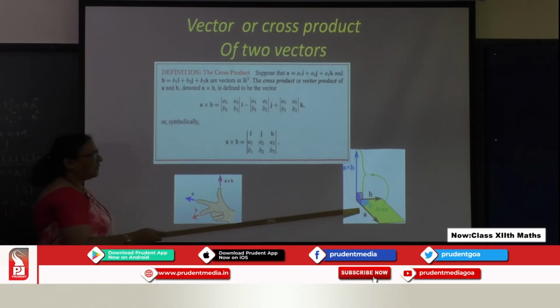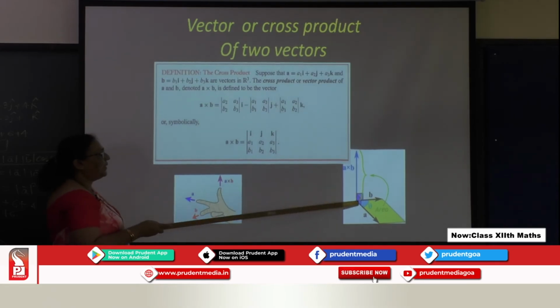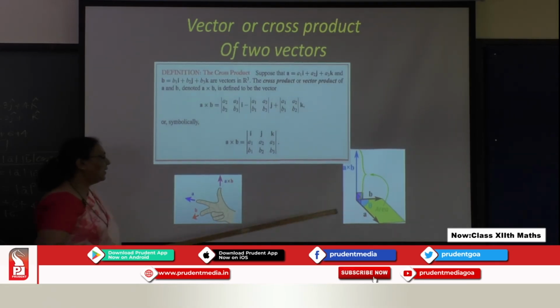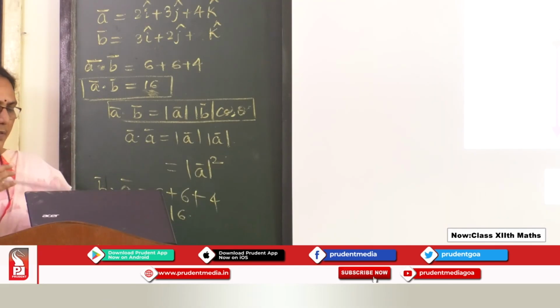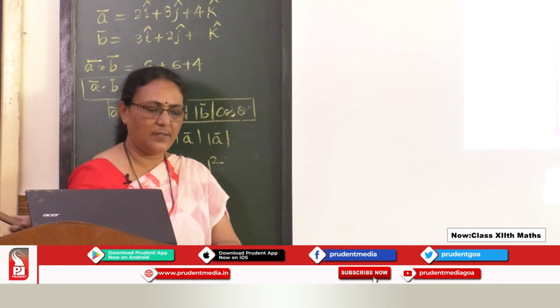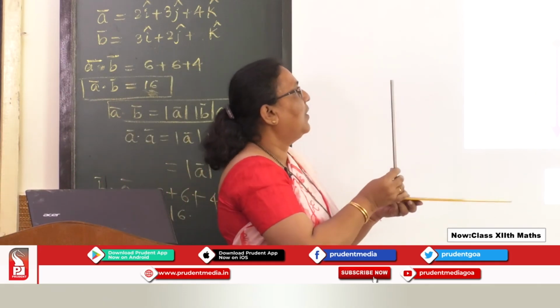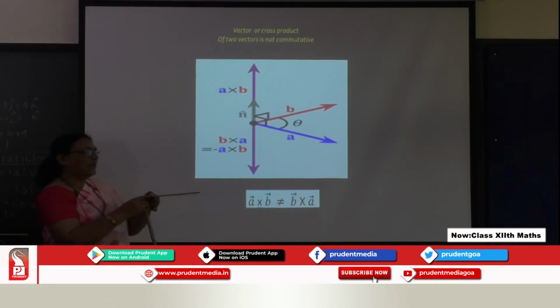See here, this is A, this is B, and the angle between them is theta. So A cross B is a vector perpendicular to vector A bar and vector B bar. Same way here, right hand rule. I had shown you A cross B here. These are the two vectors. A cross B is this way, and B cross A is this way. Both are not the same. A cross B moves this way, and B cross A is this way. So not equal.